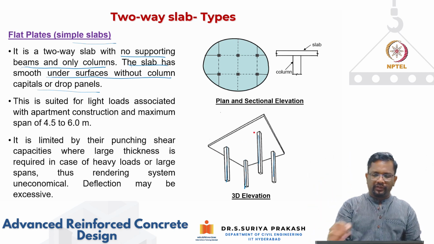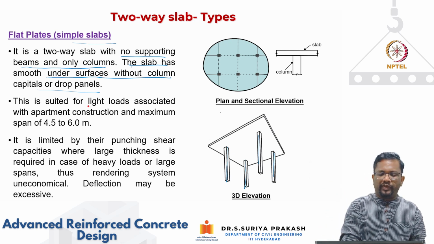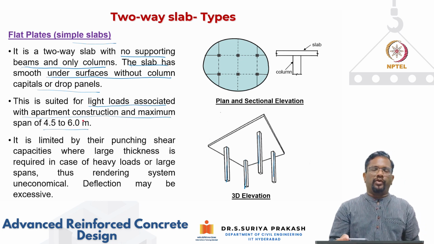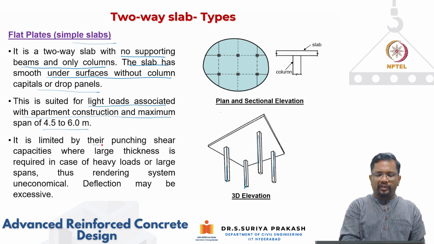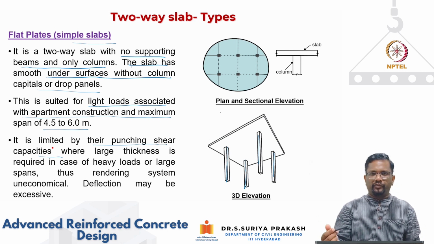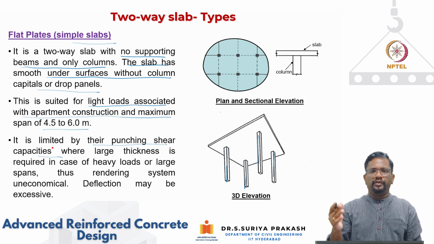And because these slab panels are directly resting on the columns, they are usually suited for very light loads associated with apartment construction, and the maximum span is between 4.5 to 6 meters. As we have discussed, it is limited by their punching shear capacity. Punching shear is also called two-way shear. Okay, it's not the typical one-way shear check that we do in beams, right?